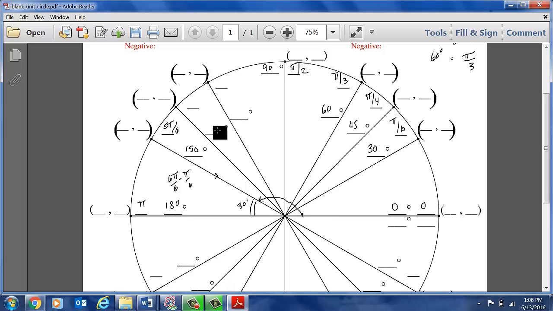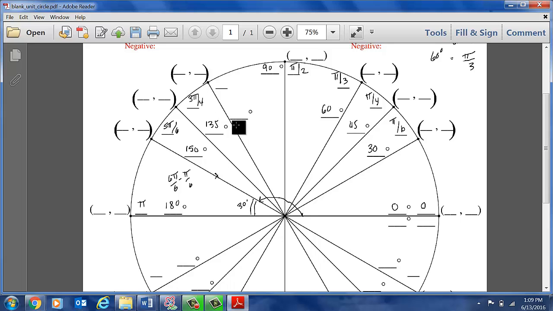My next angle would have a reference angle of 45 degrees, or pi over 4. So again, this will be 180 minus 45, which is 135. And if I want to think in terms of radians, again, the reference angle is pi over 4. So think of pi with a denominator of 4. 4 pi over 4 minus pi over 4 would leave me with 3 pi over 4.